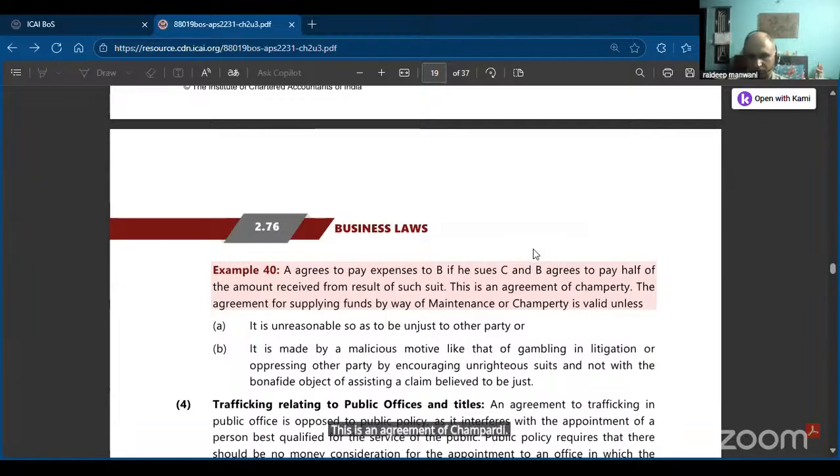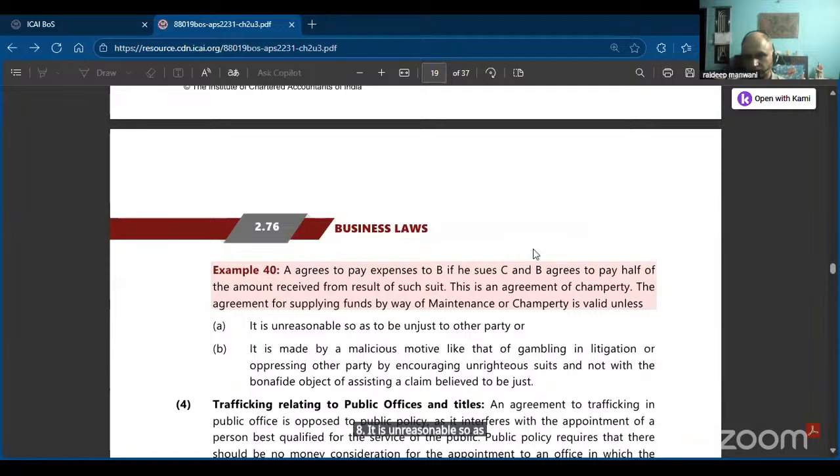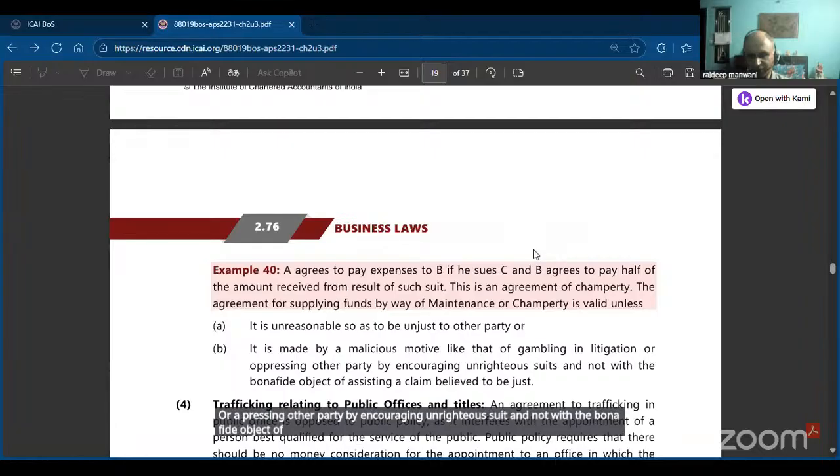The agreement for supplying funds by way of maintenance or champerty is valid unless A, it is unreasonable so as to be unjust to the other party, or B, it is made by a malicious motive like that of gambling in litigation or oppressing the other party by encouraging an unrighteous suit and not with the bona fide object of assisting a claim. Okay, we'll come back to this because these exceptions will come back.